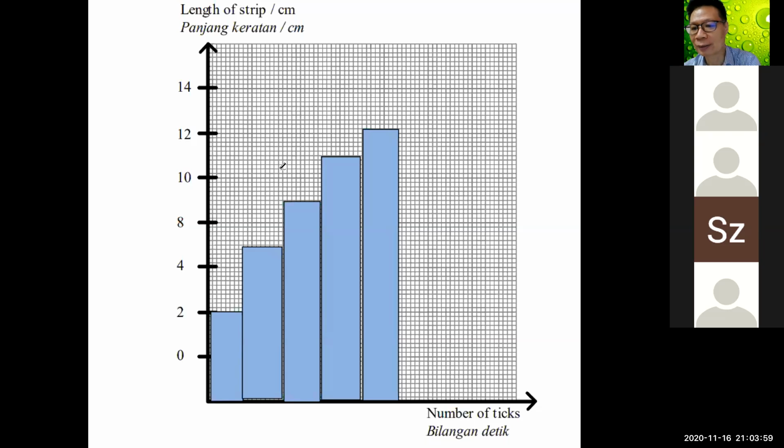Cherish Lim. Cherish? Yes, sir. Can you show your graph on camera or not? Okay, slowly, yeah. Slowly now. Okay, higher a little bit. Yes, very clear. Okay, good. Thank you very much. Cherish, thank you. Okay, we move on.